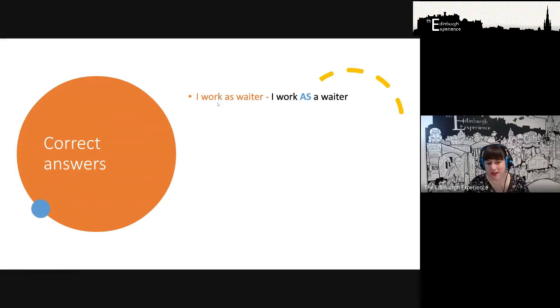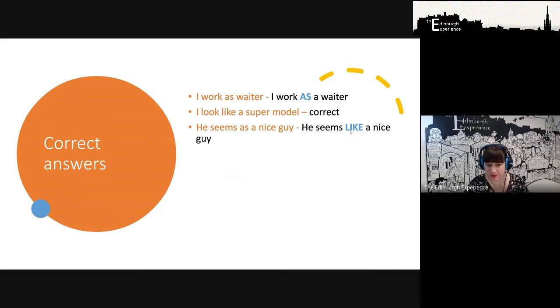So the first one there, guys, I work as waiter. We needed to have the article. Yeah, I work as a waiter. I look like a supermodel. That one was correct. Okay, there was no problems because we're using like to talk about, I'm not actually a supermodel, but to make that description. He seems as a nice guy. He seems like a nice guy. Our verb of the sense is there.